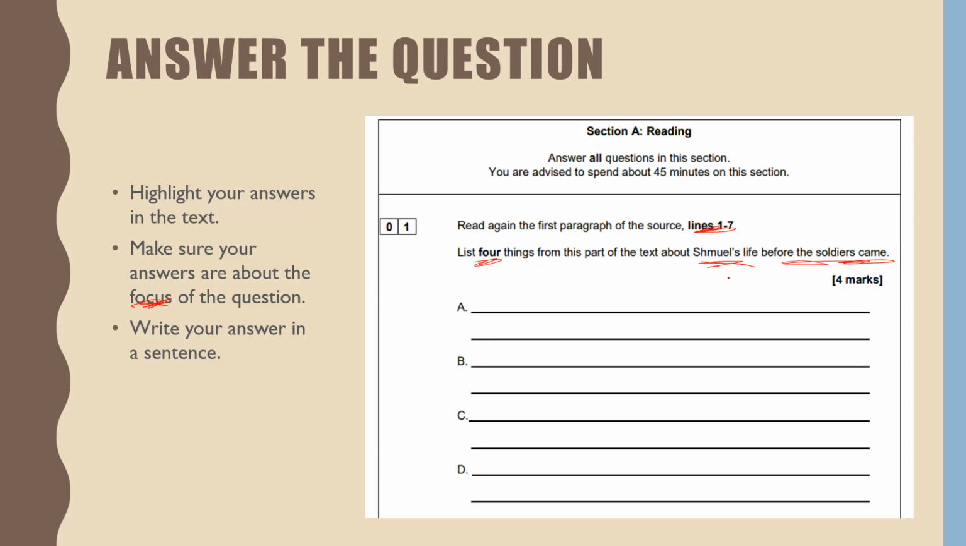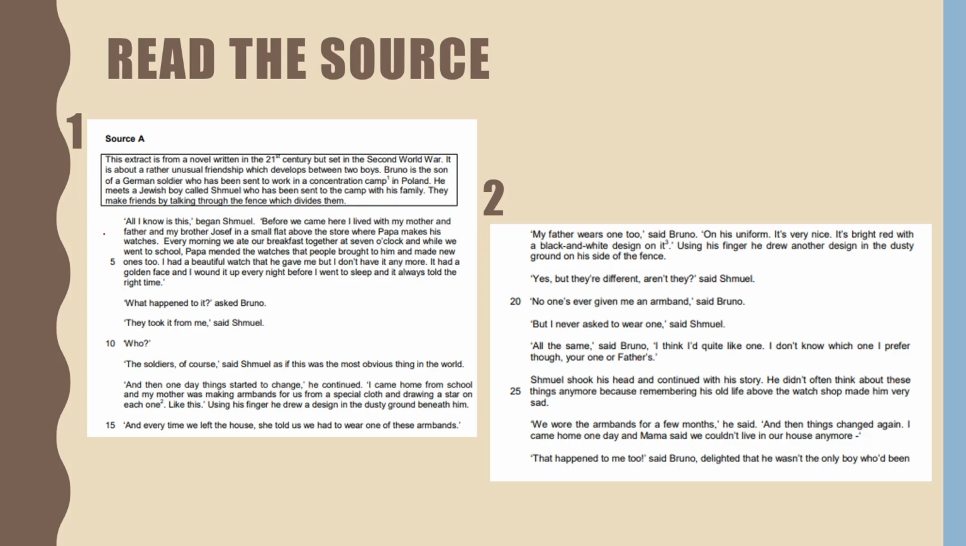So I'm looking for 4 things about Shmuel's life before the soldiers came. I'm going to go back to the text. Right, let's read it together then. This extract is from a novel written in the 21st century but set in Second World War. It is about a rather unusual friendship which develops between 2 boys. Bruno is the son of a German soldier who has been sent to work in a concentration camp. Oh, there's that one I couldn't find earlier. In Poland. He meets a Jewish boy called Shmuel who has been sent to the camp with his family. They make friends by talking through the fence which divides them.